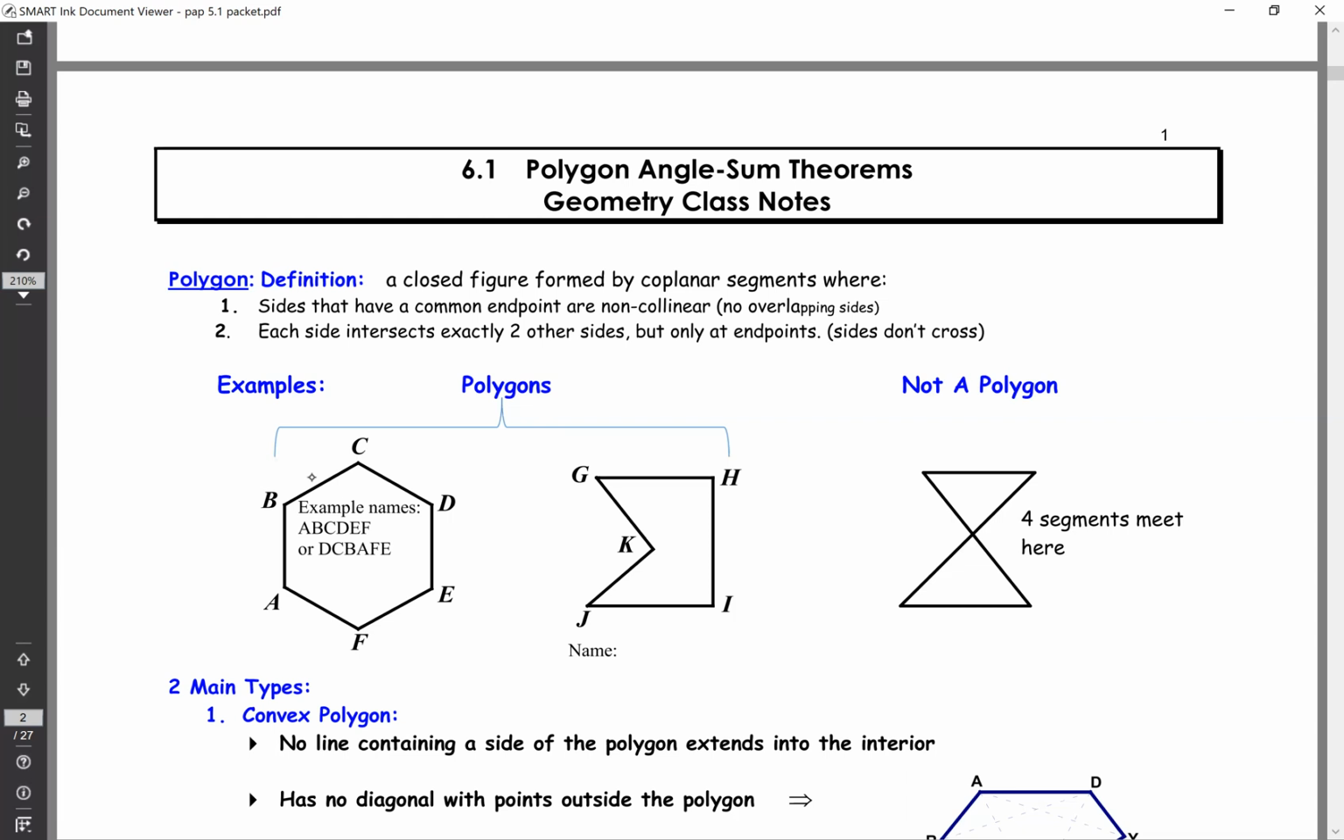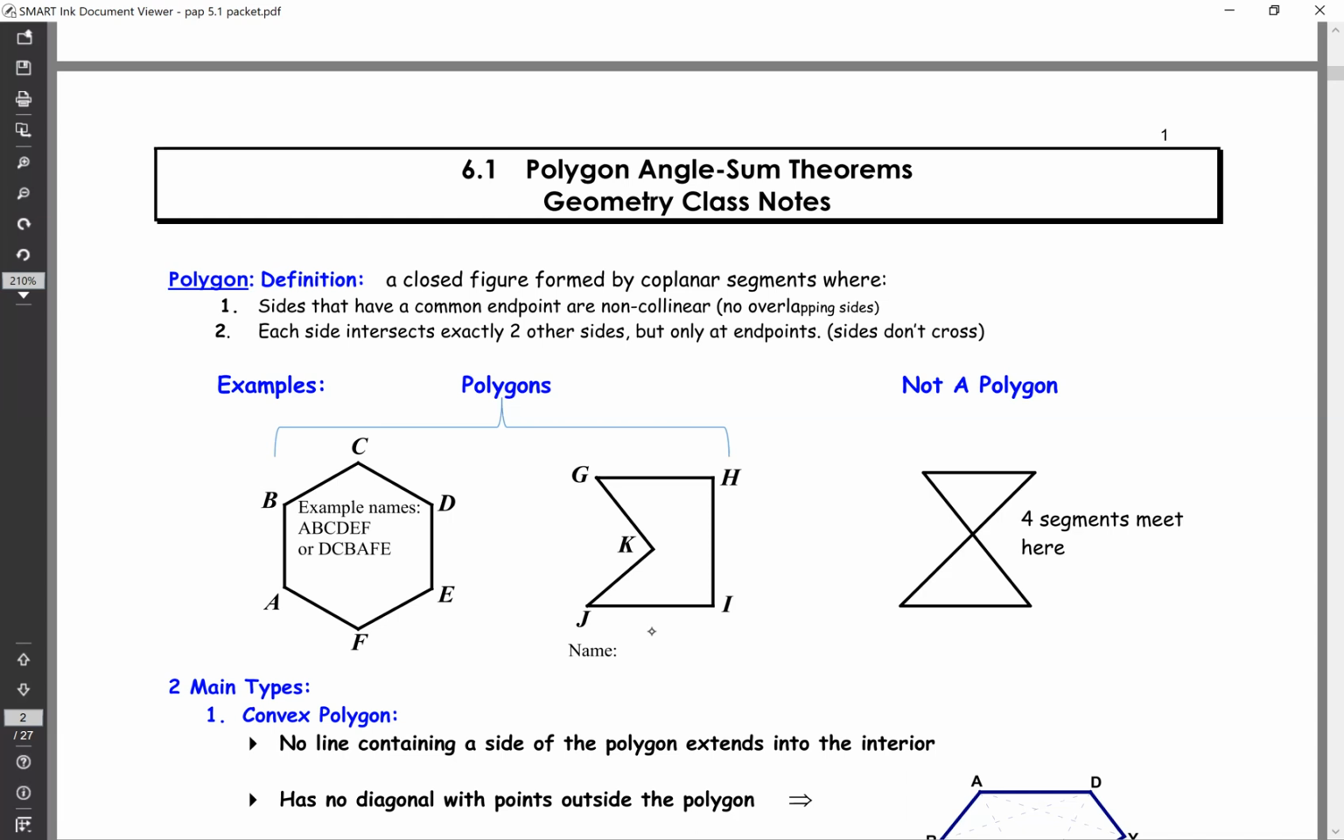So we've got some examples here. This first polygon, you can name it A, B, C, D, E, F, or you could name it D, C, B, A, F, E. Basically, you pick a point to start at and you go the same direction around the shape. You can go left or right, it doesn't matter, but you can't just hop around. You have to follow the shape.